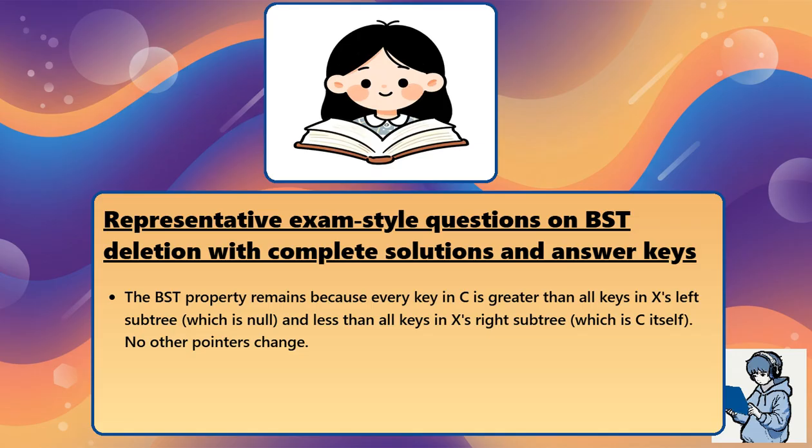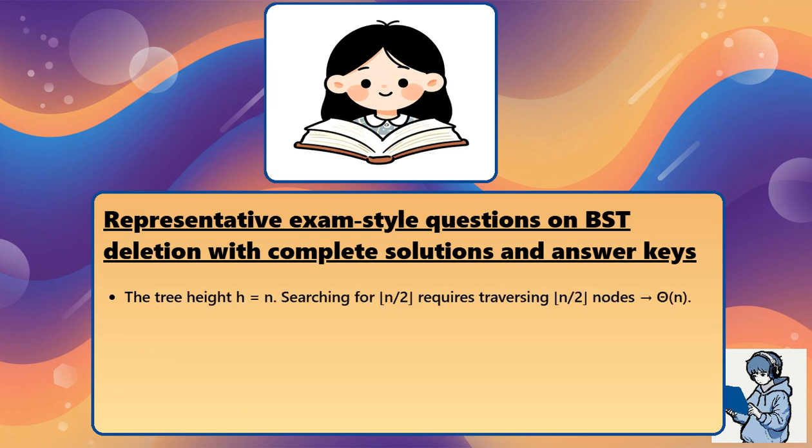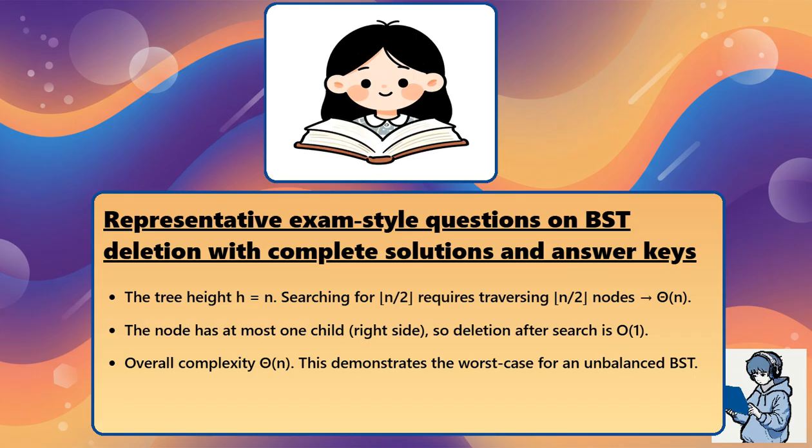No other pointers change. Consider a binary search tree that is already a linked list leaning to the right, with keys 1, 2, 3, up to n. What is the time complexity of deleting the key floor of n divided by 2? Explain why. The tree height h equals n. Searching for floor of n divided by 2 requires traversing floor of n divided by 2 nodes, which is Θ(n). The node has at most one child on the right side, so deletion after search is O(1). Overall complexity is Θ(n). This demonstrates the worst case for an unbalanced binary search tree.